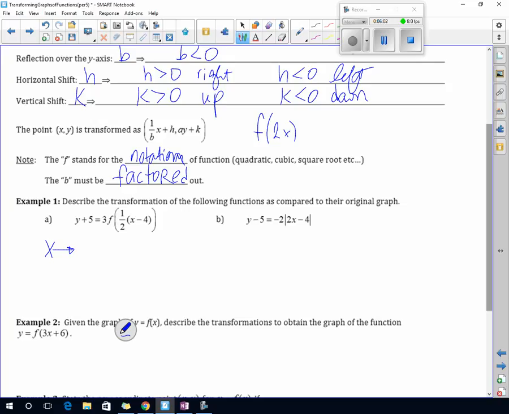Is the X's getting multiplied by a half? The correct answer is no. It's getting doubled. The X's are getting doubled. So it is a horizontal stretch factor 2. Then what happens? Which way do I go after that? What does the 4 do? Right 4, yeah.